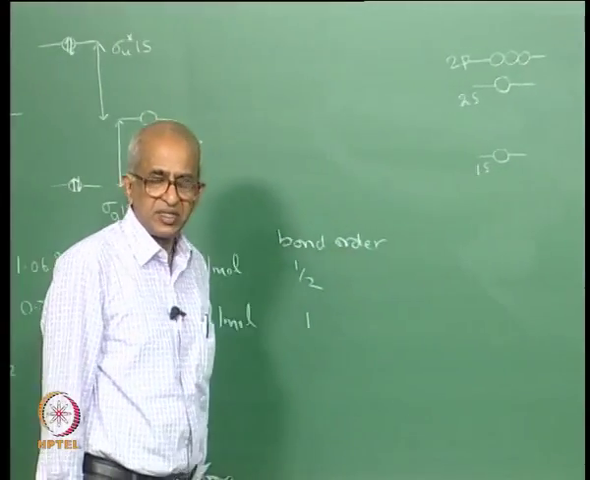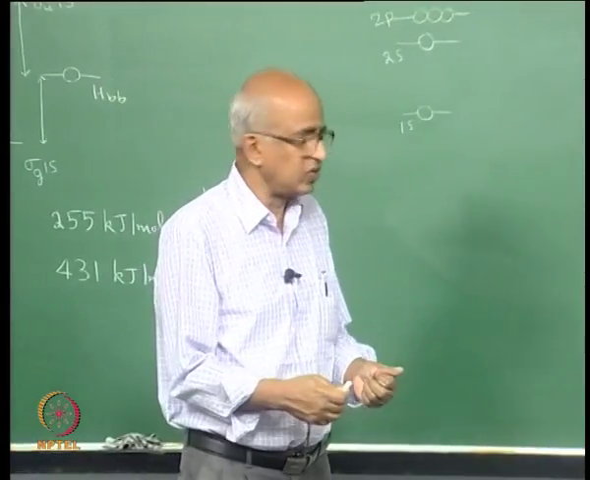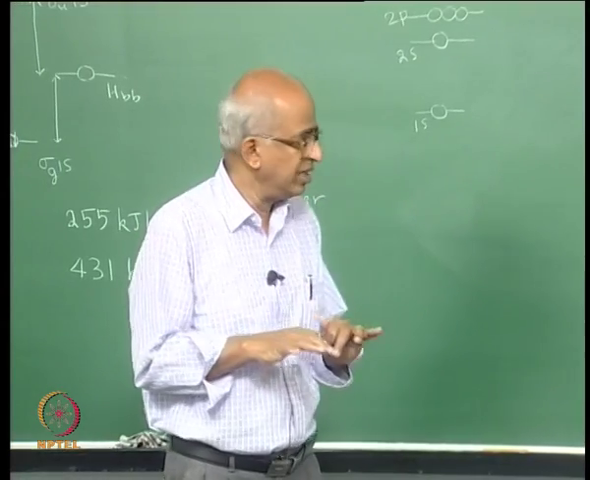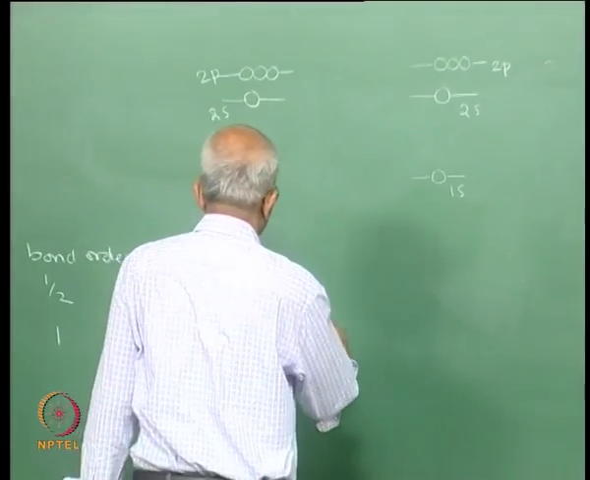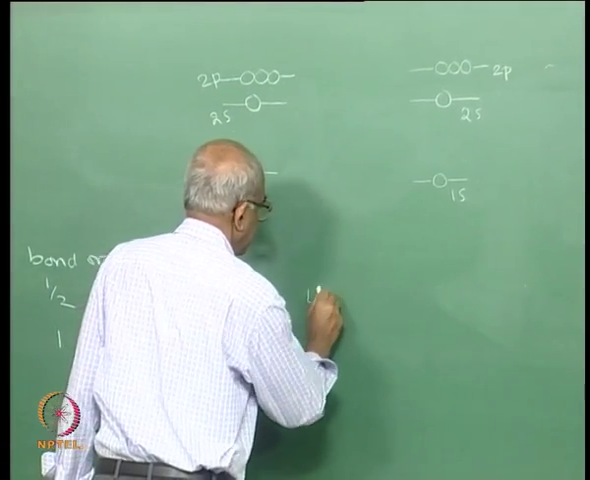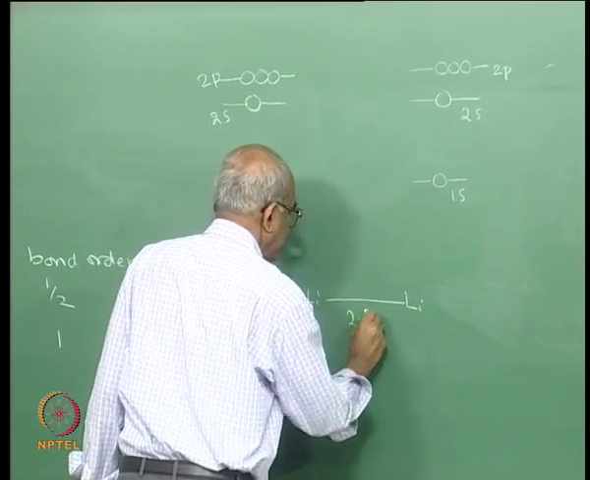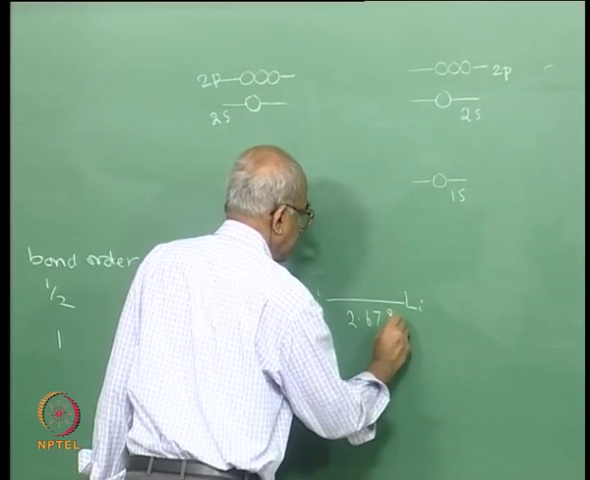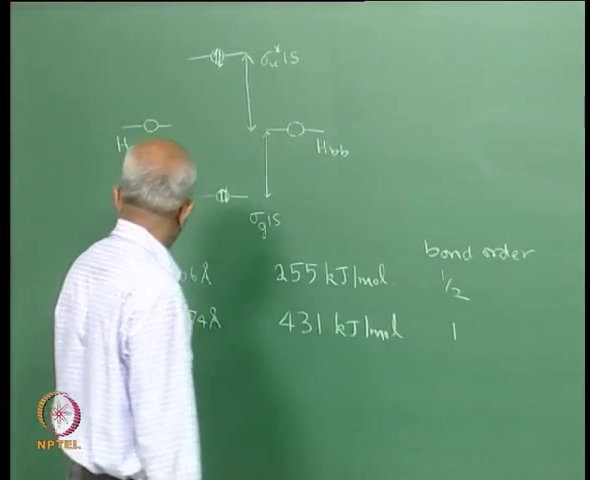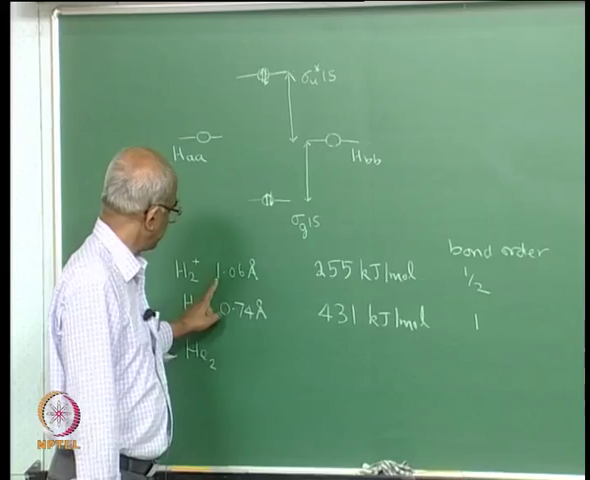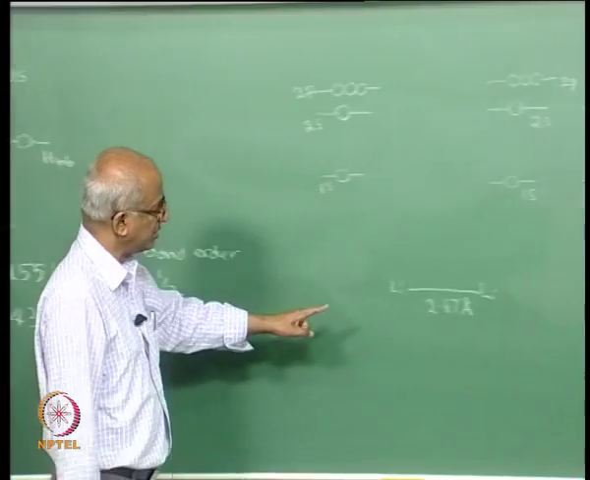They can interact with each other, but we are interested in the equilibrium geometry of the molecule. At the equilibrium geometry, the distance is 2.67 angstroms. So, this is one lithium, this is the other lithium. At the equilibrium geometry, the bond length is quite large, 2.67 angstroms. In comparison with the bond lengths in H2 plus or H2, which are 1 and 0.74, this bond length is rather large.